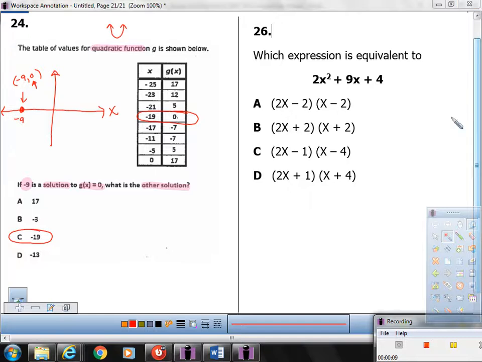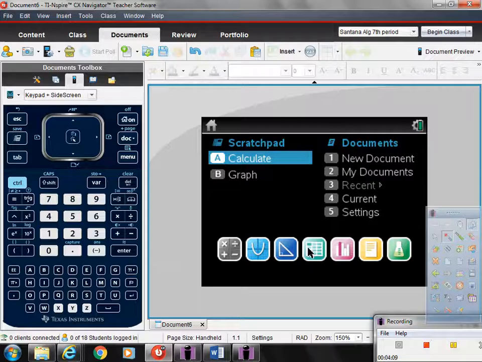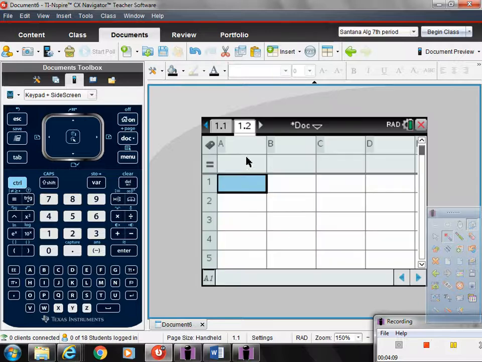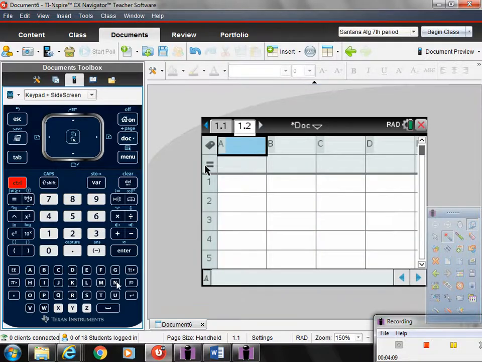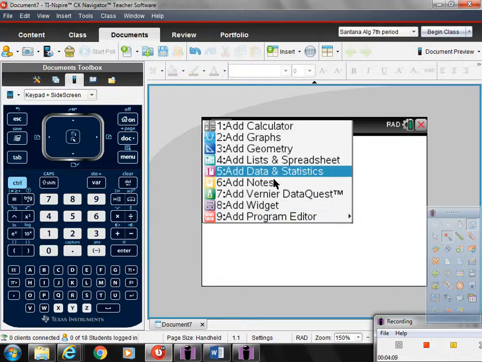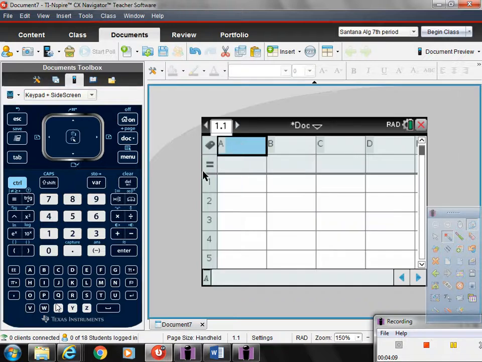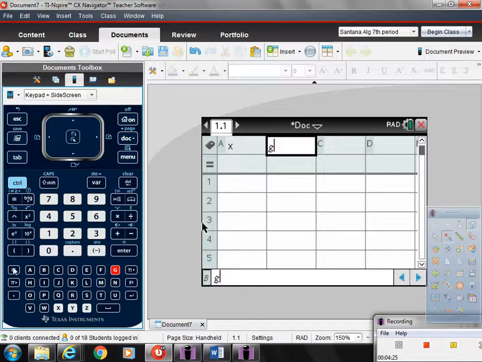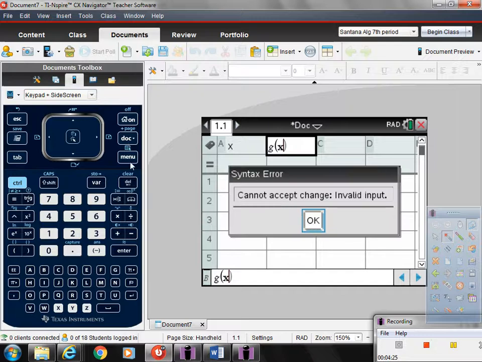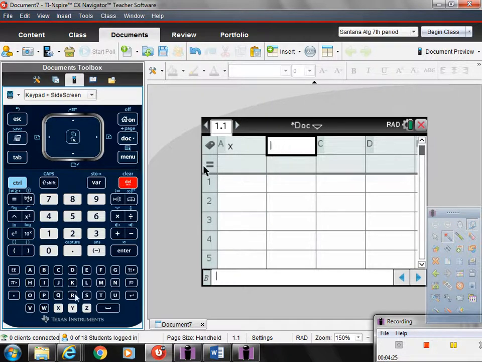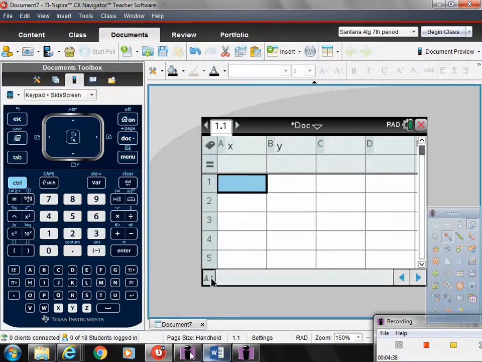Now, some of you might want to double check, and what you could do is go to the spreadsheet and get the equation for this. I'm going to go ahead and clear everything out before I do that. We could just type in the table, maybe get the equation, and then remember solution is, I wonder if it'll let me type it like that, g of x. It doesn't like the parentheses, more than likely. I'm just going to call it y, because that's what it would be.